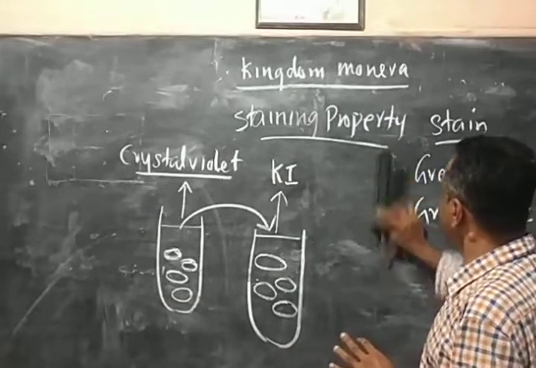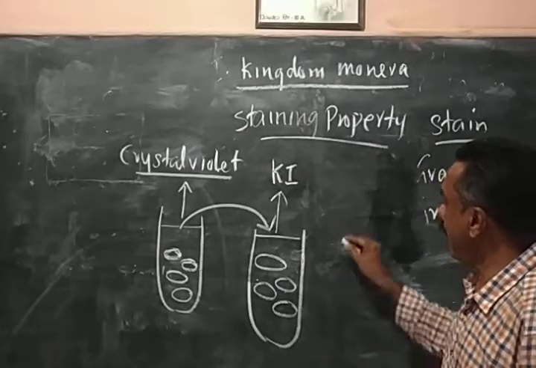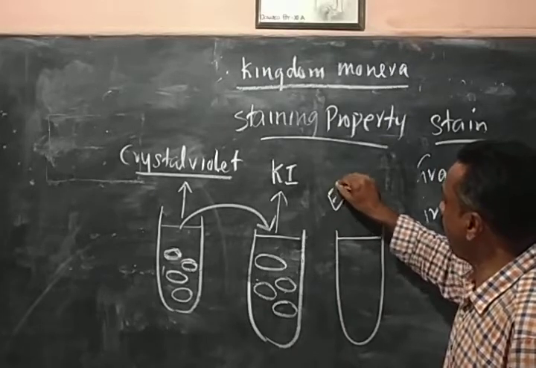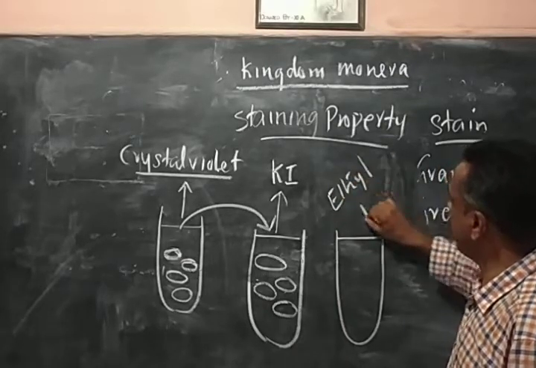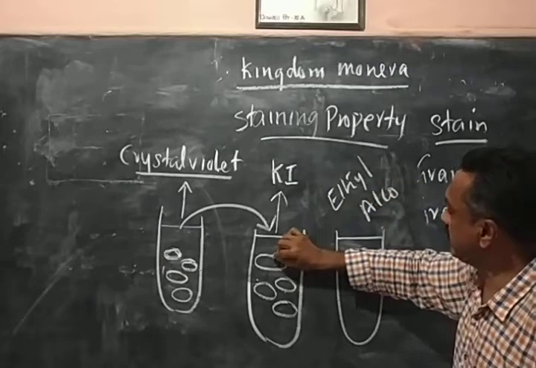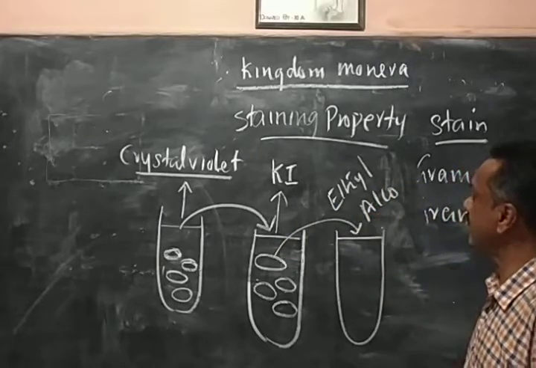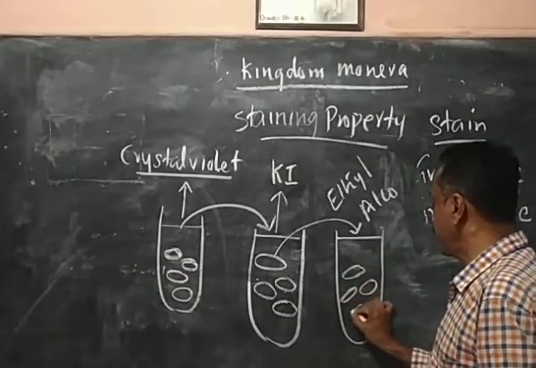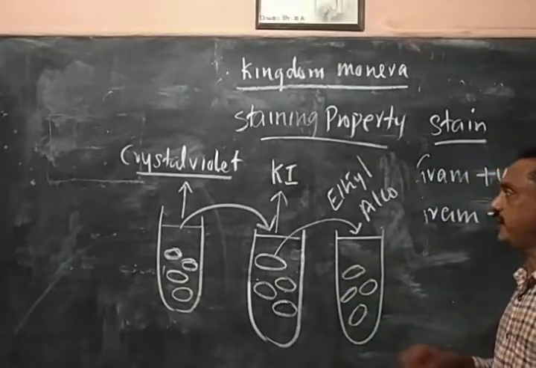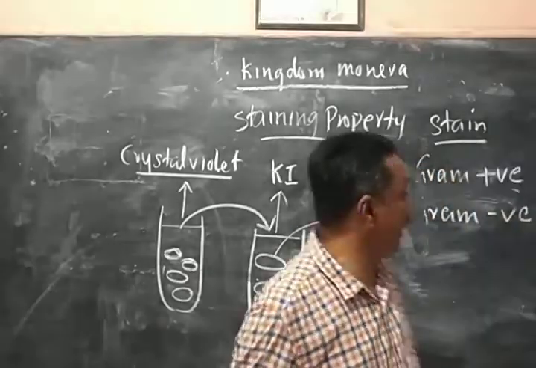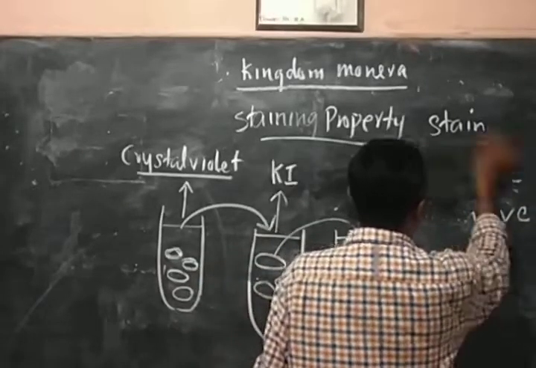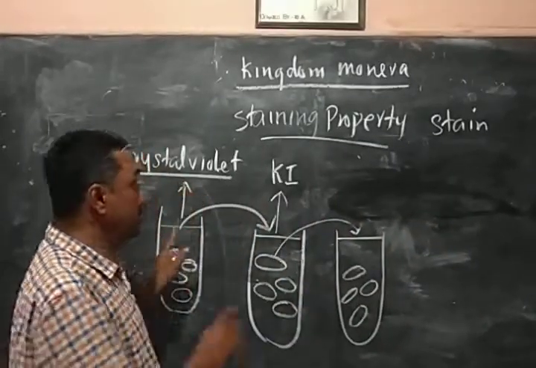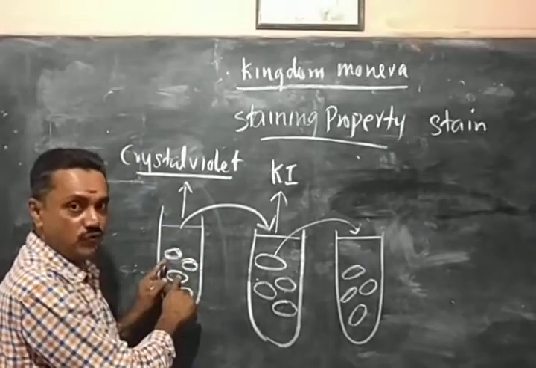Then after, we are putting the bacteria in another solution containing ethyl alcohol. See, ethyl alcohol. So we require 3 substances. One chemical is crystal violet. We put the bacteria in crystal violet for 5 minutes.